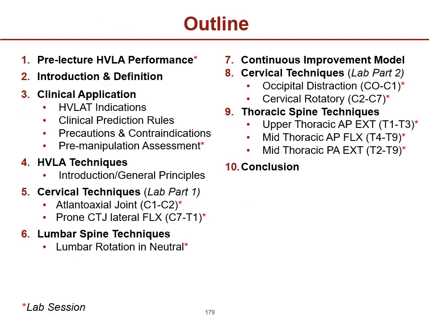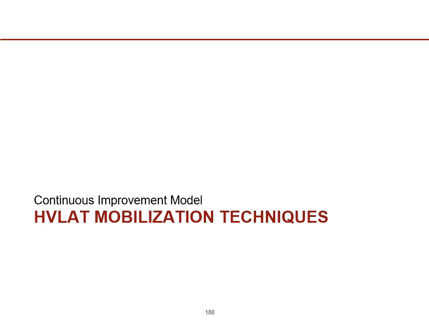Okay, we're going to digress from our spinal techniques that we were going through with the cervical and then the lumbar spine. We're going to talk for a moment about the continuous improvement model when it comes to learning this psychomotor skill and the ways that we can continue to evolve this skill over time. The continuous improvement model as a means of self-reflection for HVLAT mobilization technique.